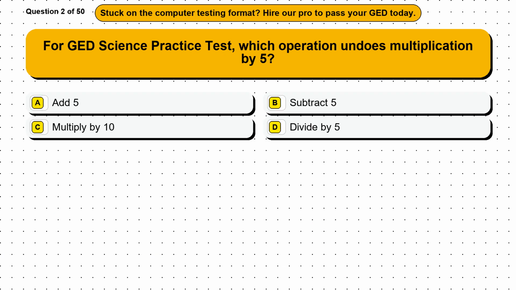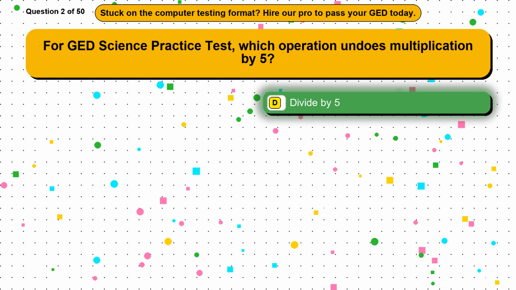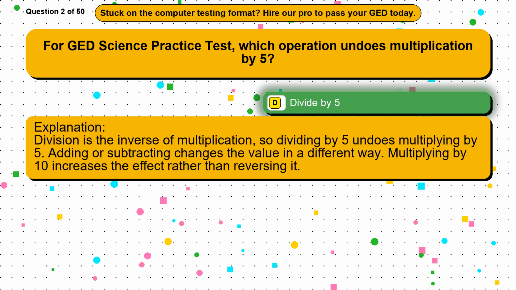Question 2. For GED Science Practice Test, which operation undoes multiplication by 5? Option A, add 5. Option B, subtract 5. Option C, multiply by 10. Option D, divide by 5. The correct answer is option D. Divide by 5. Division is the inverse of multiplication, so dividing by 5 undoes multiplying by 5. Adding or subtracting changes the value in a different way. Multiplying by 10 increases the effect rather than reversing it.